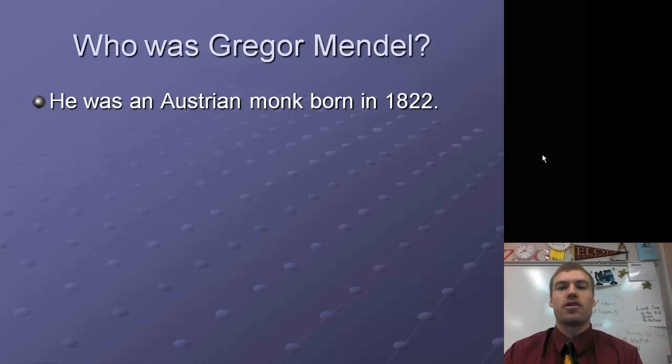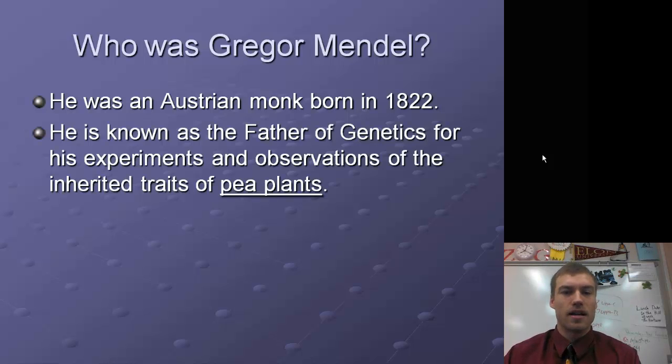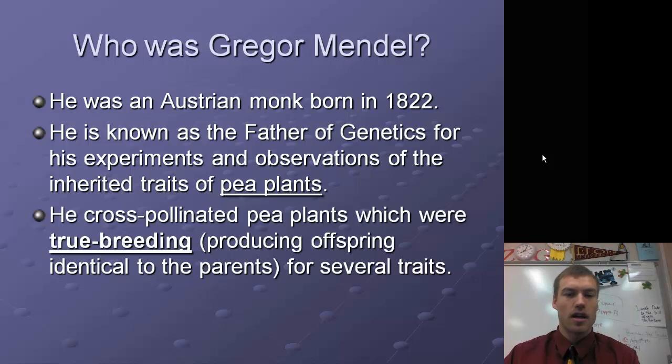Well, he was an Austrian monk that was born in the early 1800s, and he's known as the father of genetics because of the experiments and observations that he did with the inherited traits of pea plants. He worked at a monastery, and one of the things that he did was attempt to figure out why some plants were tall and some plants were short, as well as having other traits. And so he used pretty meticulous research in order to figure that out.